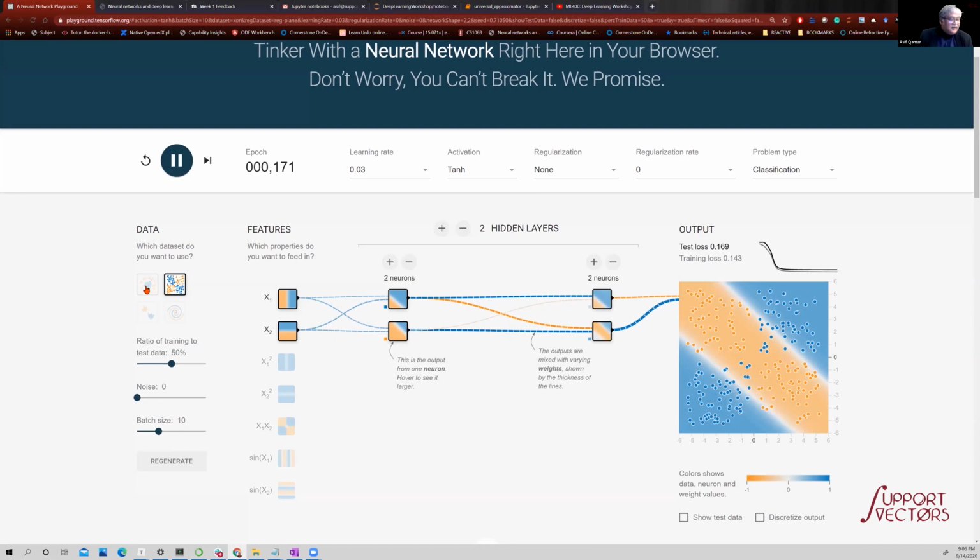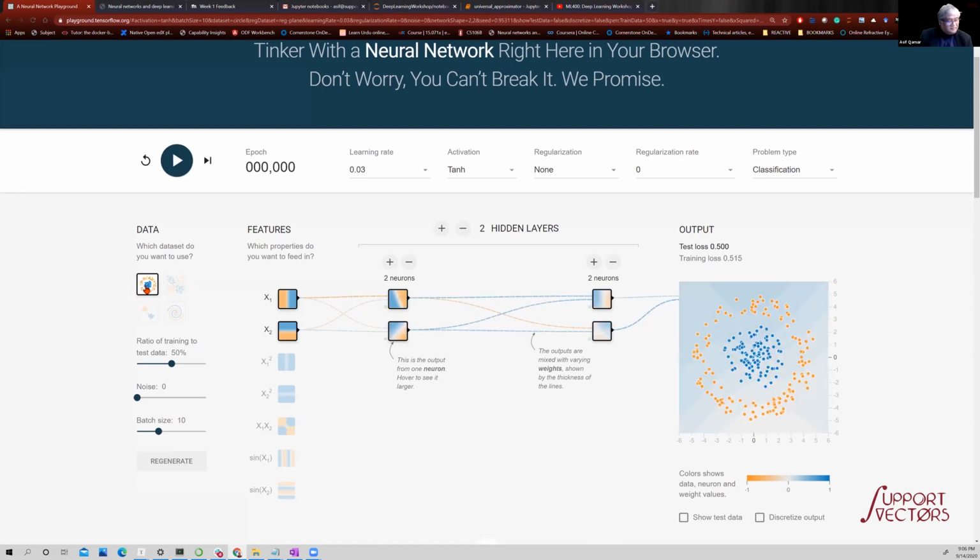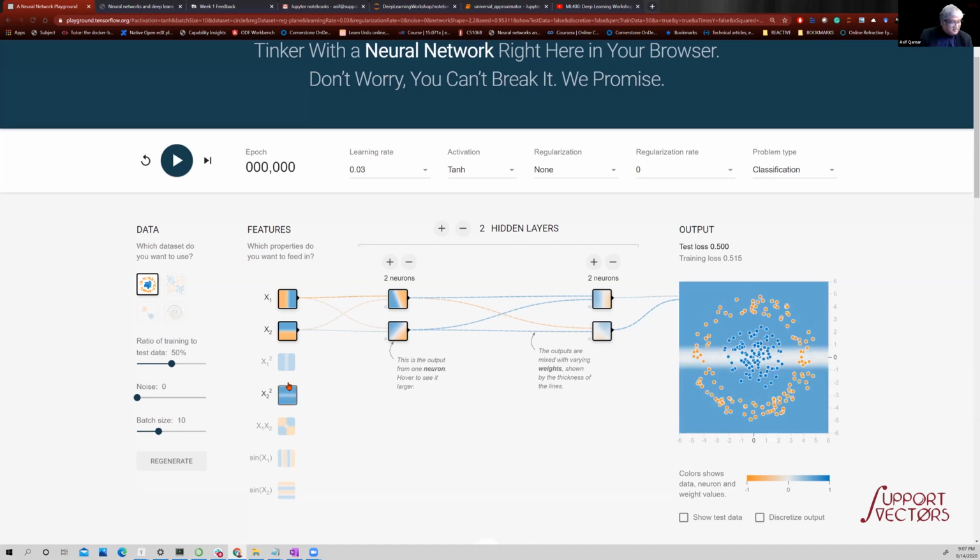What about this guy? Look at this data now. What would you say? There's something funny going on. It needs x square. Yes. Remember, just a transformation of the input data.